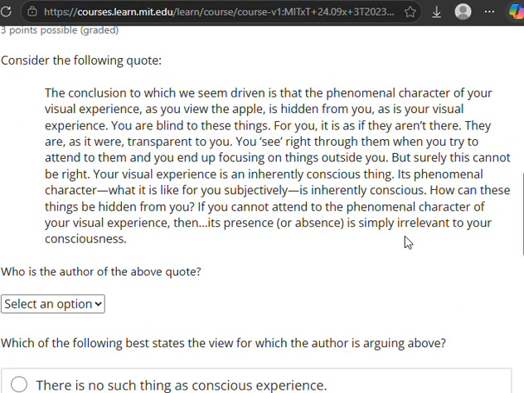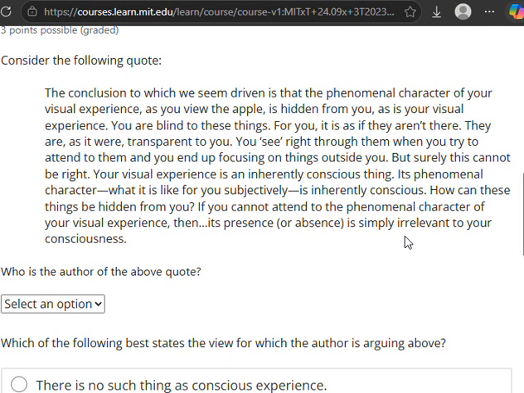The conclusion to which we seem driven is that the phenomenal character of your visual experience as you view the apple is hidden from you as your visual experience. If you are blind to these things, for you it is as if they aren't there. They are, as it were, transparent to you. You see right through them, and here we start to objectify individual experience with groupthink, and you attend a focus group, but surely this cannot be right.